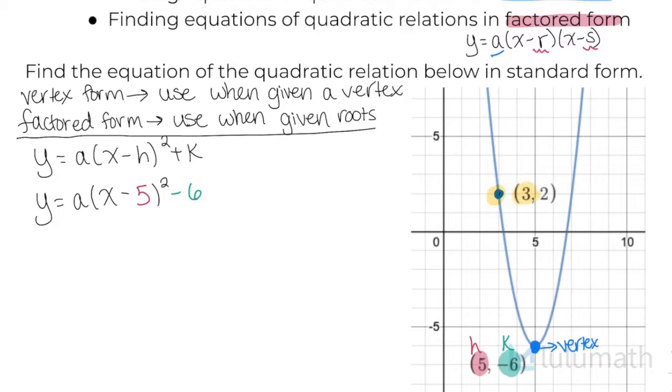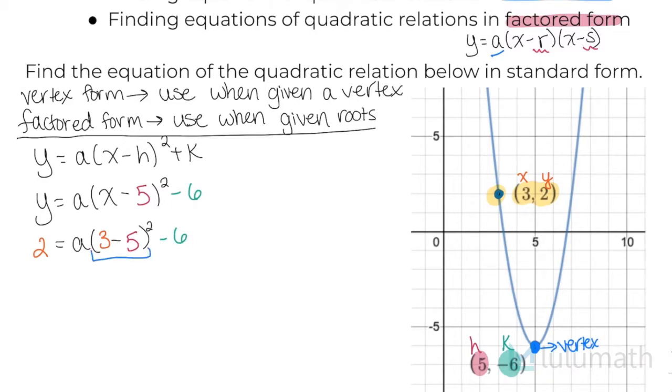So I will use this point (3, 2). And I know that x is the 3 and y is the 2. So I will plug in 2 right here and 3 here, and then I will copy the rest of the equation down exactly how I see it. I'll go through and solve for a.